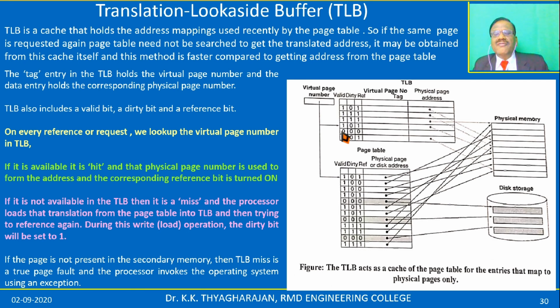In that case, the reference address should be brought from the page table. If the page table has that reference address, it should be loaded into the TLB first. After that, we will get the reference address from the TLB. So if the reference address is available and when it is loaded here, the dirty bit will be set during the write operation. If the page is also not available in this table, then it will be loaded from the secondary storage device.